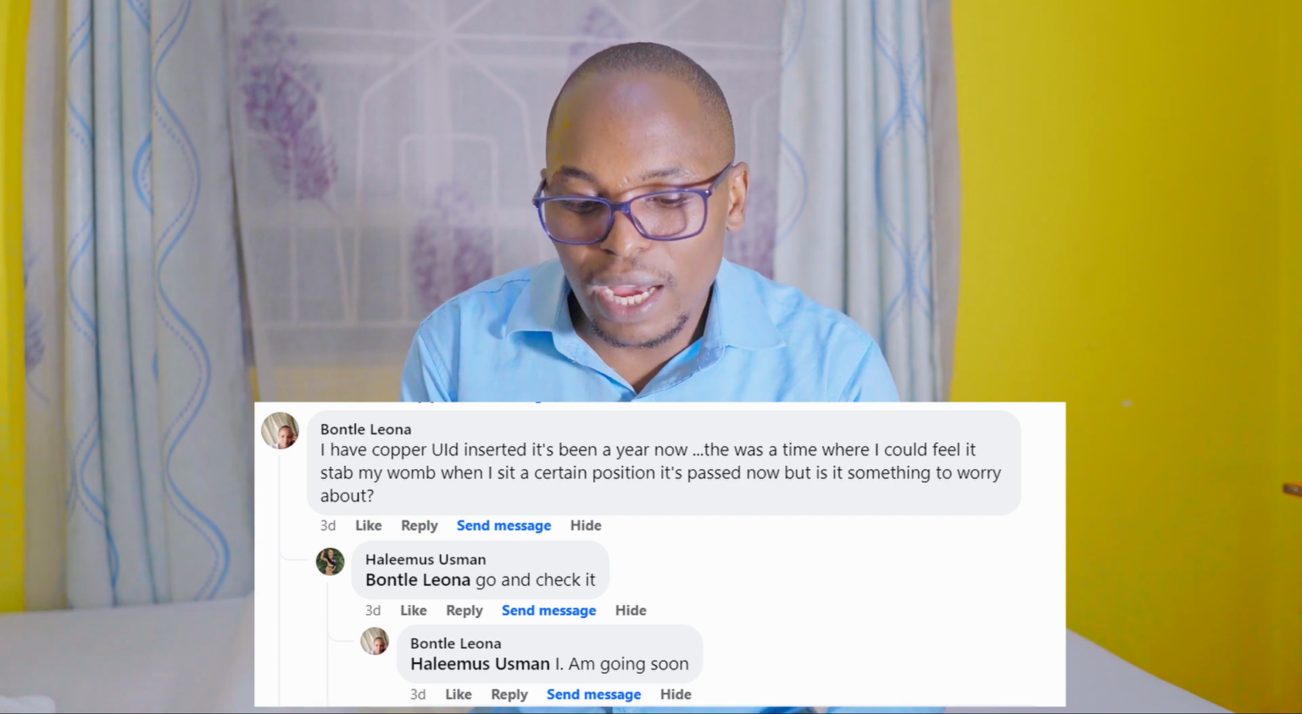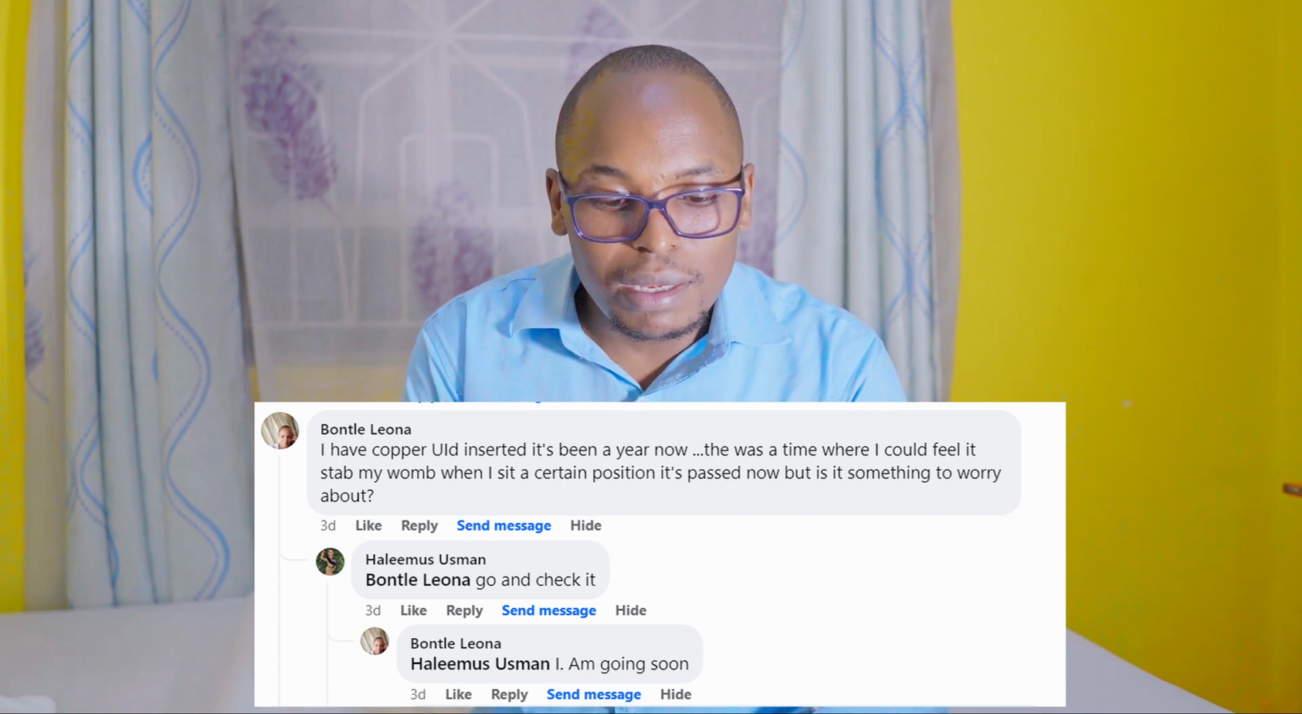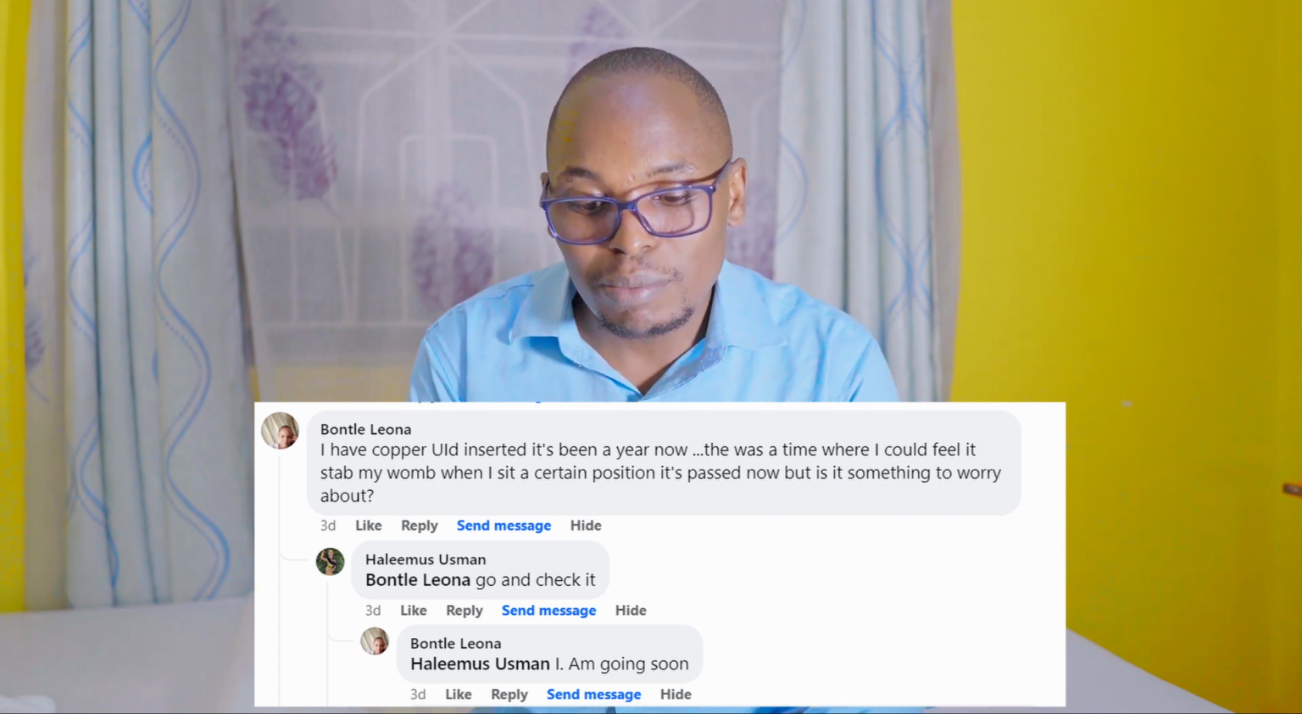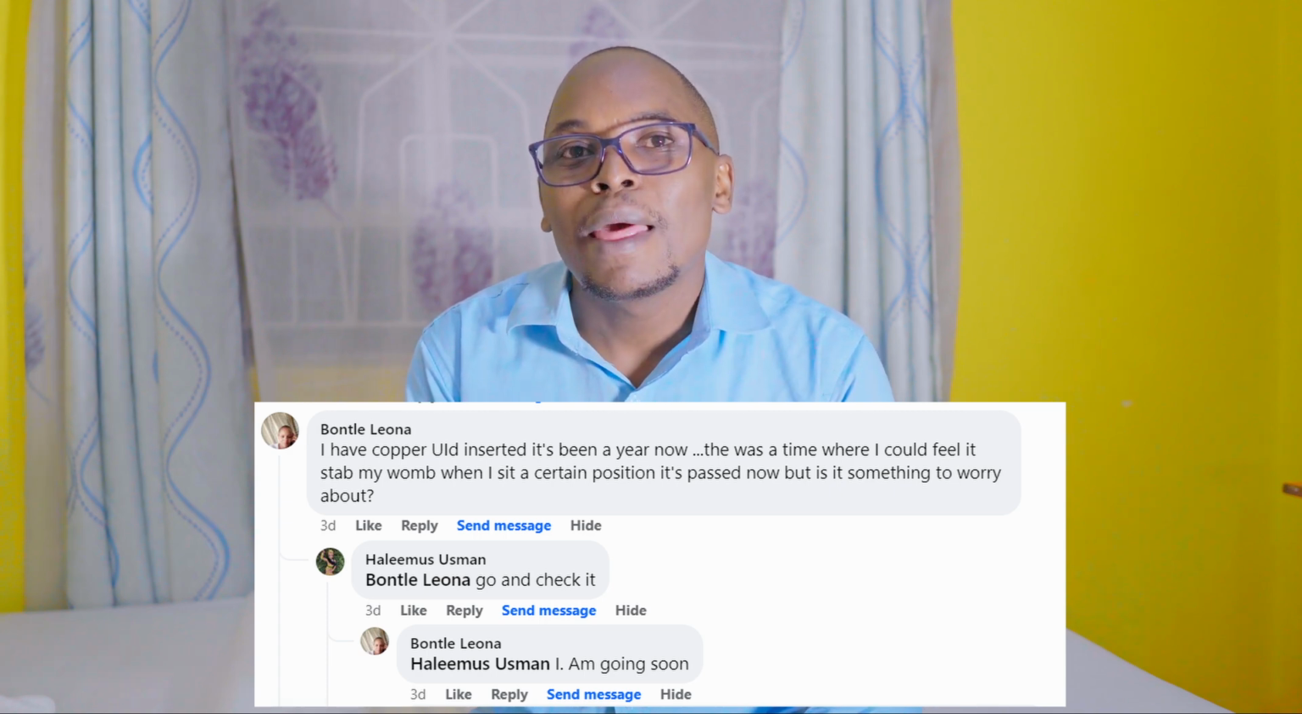So yeah, I have a copper IUD inserted. It's been a year now. There was a time when I could feel it stab my womb when I sit in a certain position. It's past now, but is it something to worry about? One thing I would tell you, like someone who replied here, is to just go see a doctor, have an ultrasound done so that they can check how it's staying, so that if it's misplaced or maybe it just went out without you knowing, it can be replaced or readjusted, depending on which is easier. If you don't have it, then they can insert a new one. If it's not in the right position, it's going to be readjusted.